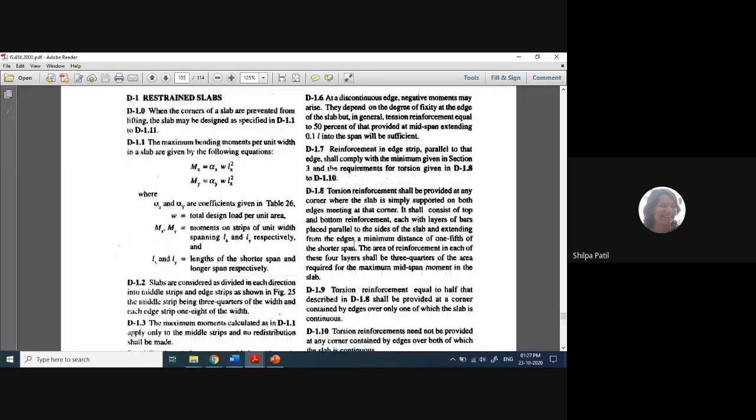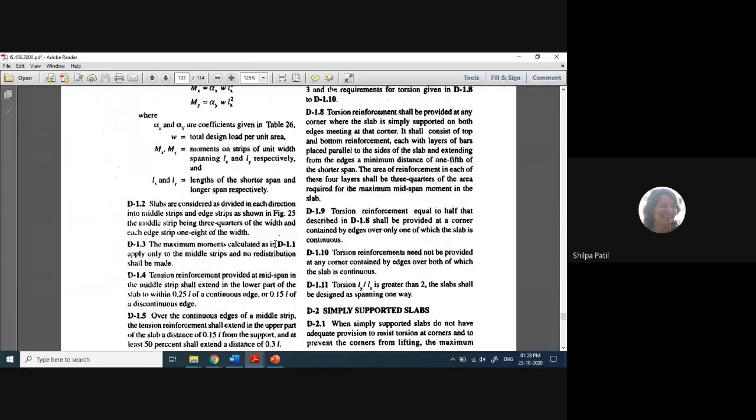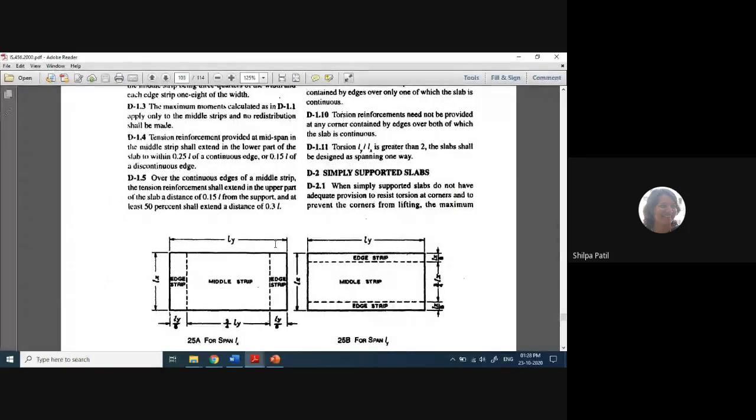Now coming back to the clauses, see guys, all these clauses are important and you should understand them very well. The next point is slabs are considered as divided in each direction into middle strips and edge strips, as shown in figure 25, the middle strip being 3/4 of the width and edge strip 1/8 of the width. Now all these clauses are related to reinforcement detailing, how the reinforcement should be provided for a two-way slab. In a one-way slab, we do not divide the slab into middle strip or edge strip, but for a two-way slab, we need to divide it. And according to the middle strip and edge strip requirement, the reinforcement is provided.